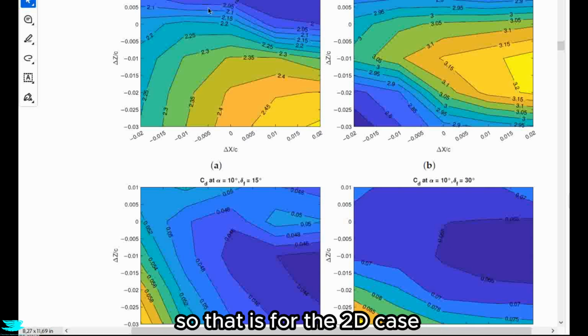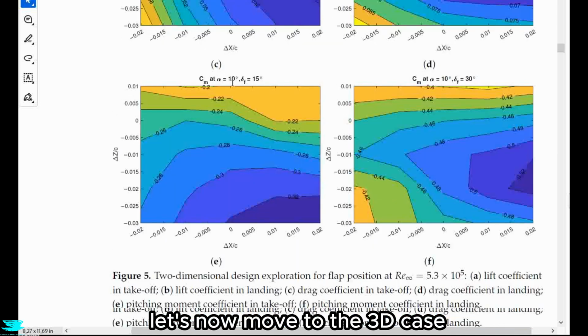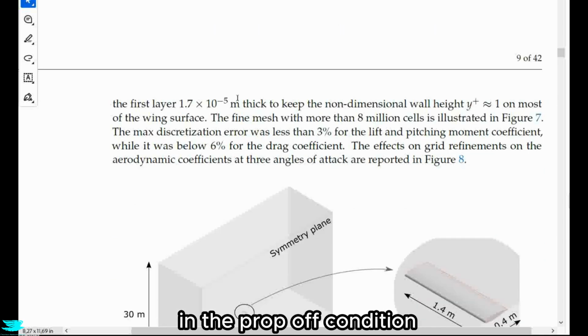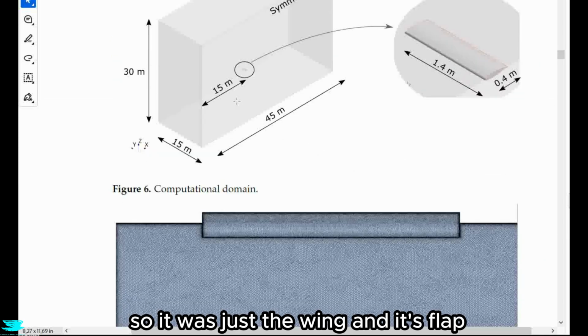So that is for the 2D case. Let's now move to the 3D case. And for this 3D case, they again ran their grid convergence study in the prop off condition. So it was just the wing and its flap.